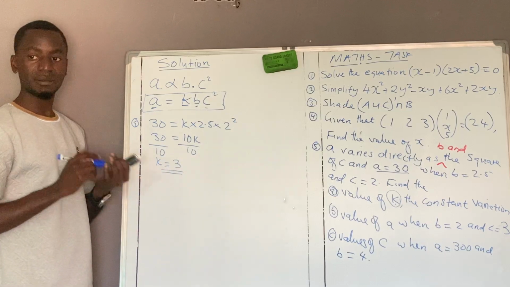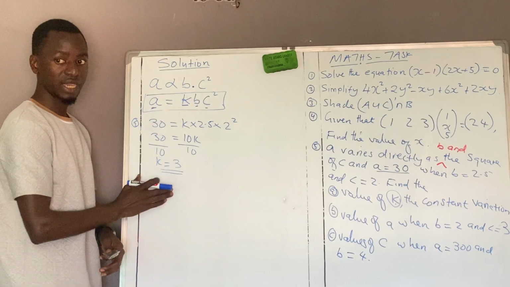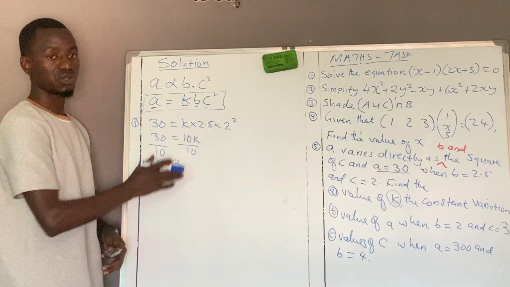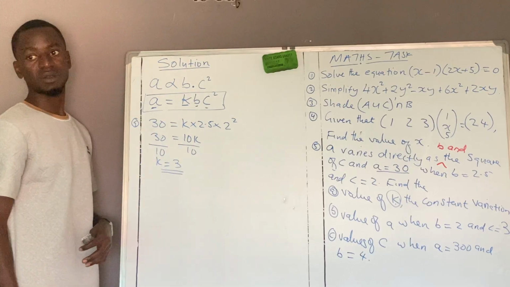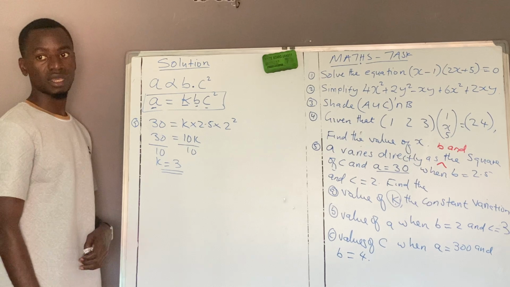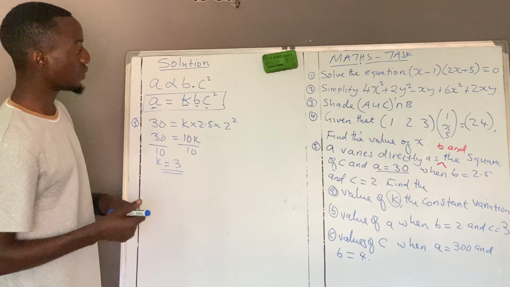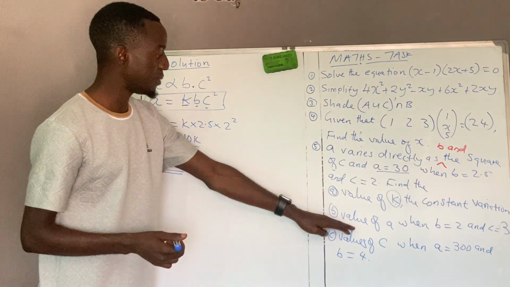Now, another bad part is that you can have this one correct, but once you find your K to be wrong, all the questions will be wrong. Are you getting the sense there? Okay, so we go to the next one, which is question B.